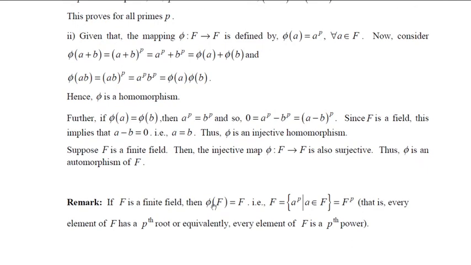So in general we can say that the image of field F is F itself. That is, F and F to the power of p are one and the same. How about any element in F to the power of p? They are the collection of all elements of the form a to the power of p, where a is an element in F. That is, every element of F has a pth root. Or equivalently, you can say that every element of F is a pth power of some element.